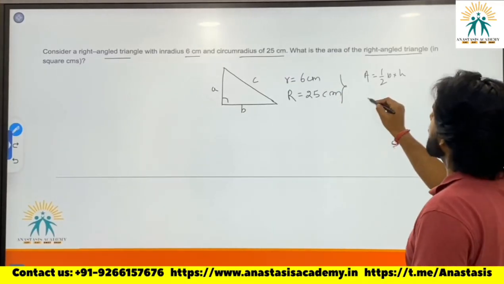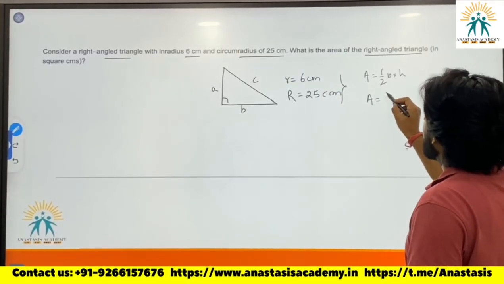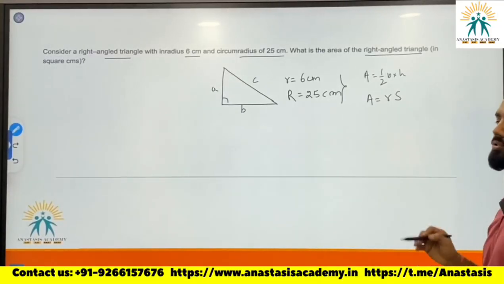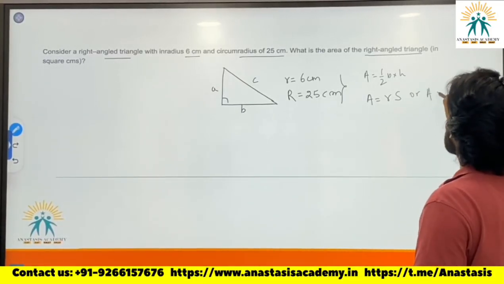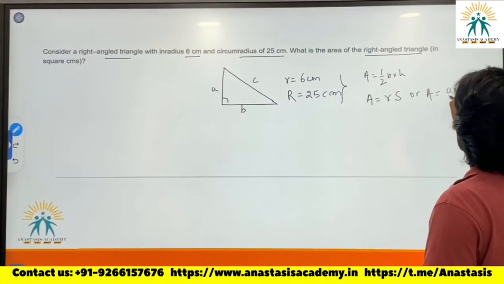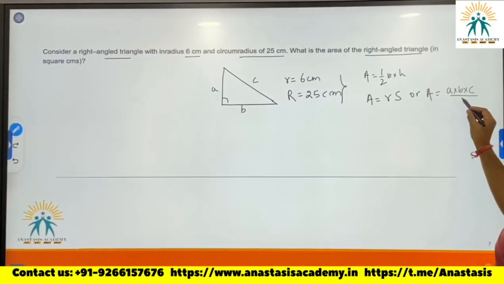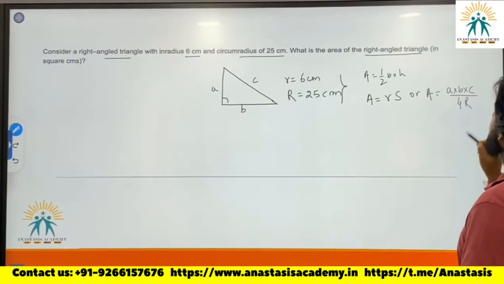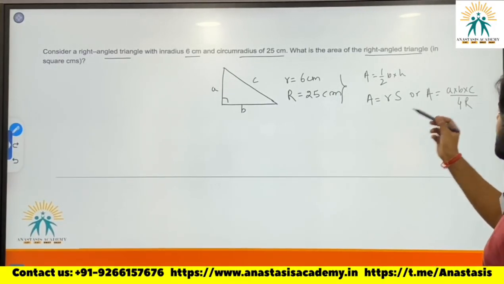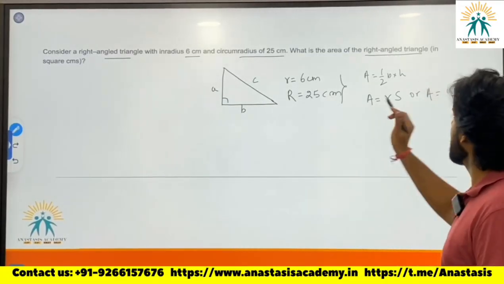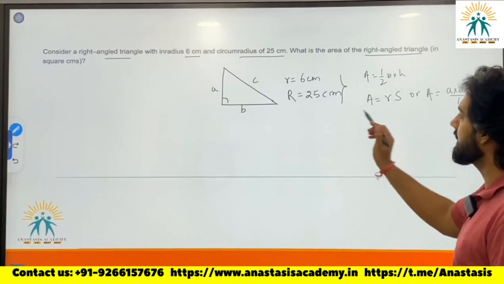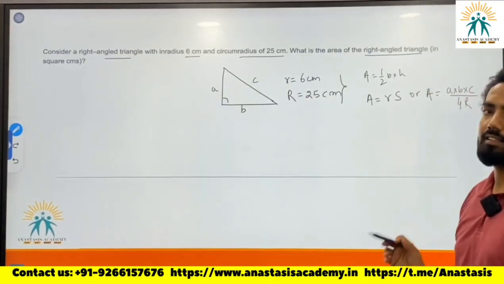circumradius, I know the area of the triangle can be r into s, that is inradius into semi perimeter, or the area can be A into B into C, that is the product of all three sides, divided by 4 times the circumradius. Now in this question, sides are not given, A, B or C, these all three sides are unknown. Only data is given in terms of inradius and circumradius.